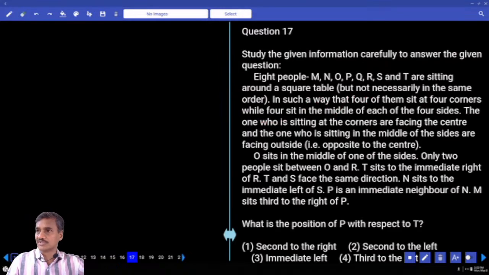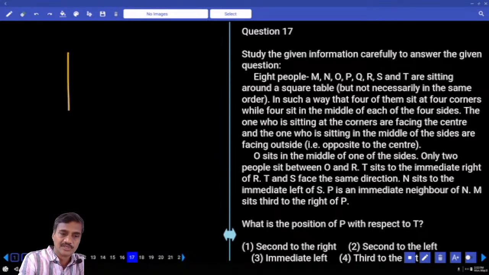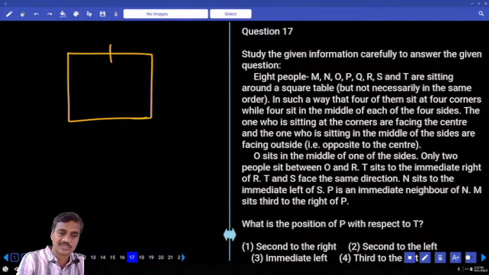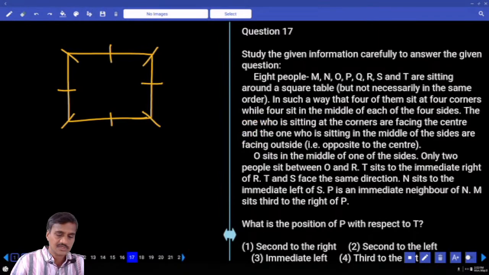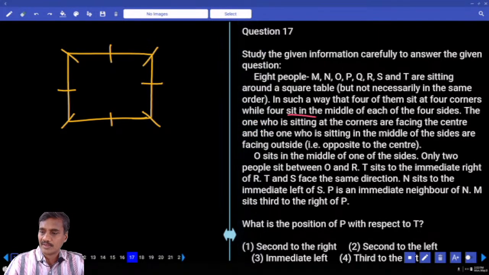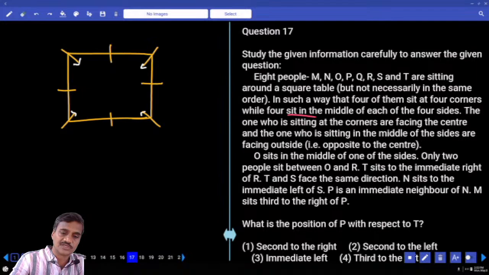Now here in this 17 there are 8 people seated around a square table. Now 4 at the corners and 4 at the center. The persons who are at the corners are facing towards the center, isn't it? Now these 4 are facing towards the center and these 4 are facing away from the center.